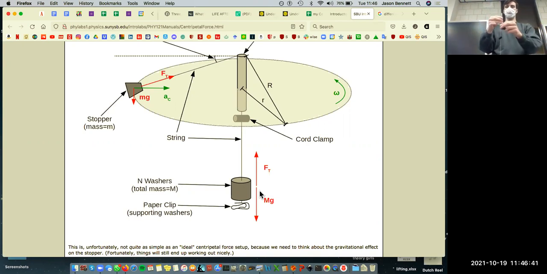So centripetal force is an arrow that's pointing this way, like out from the tube. And the tension, because it's a string, is pulling into the tube. So if these two things balance, that means the cord won't go anywhere, and this little jacket knob cord clamp will roughly stay in the same position.